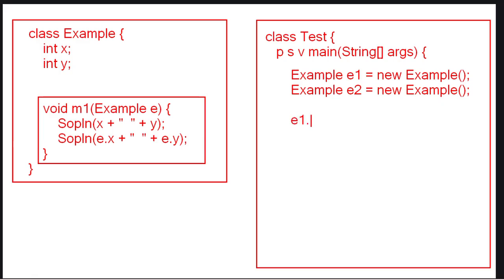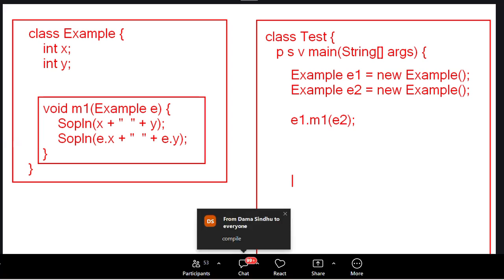Now I am writing E1.M1(E2). Tell me, is this line compiled or not? E1.M1(E2). Compiled. What is the meaning of this statement? Search from which side? Right to left. E2 is what type of argument? What type of object is E2? Example.